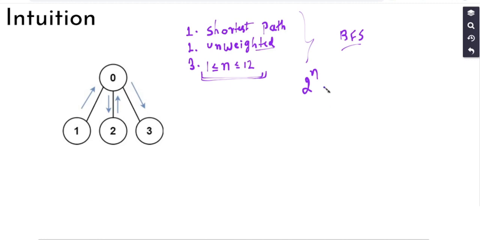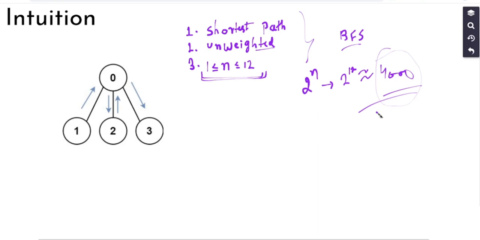That means if n is 12, then 2 raised to the power 12 gives me roughly 4000. So we have 4000 paths which we have to visit, which we have to explore. That means we can just brute force this problem using BFS. It will pass the constraints of the problem.